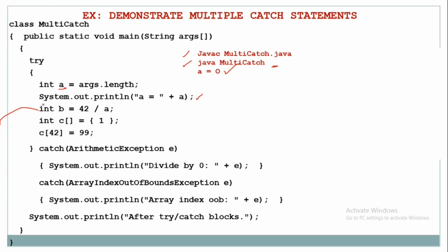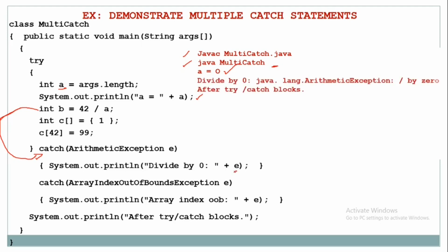Whenever an arithmetic exception is thrown and it is handled in a catch clause, the catch statement will handle that arithmetic exception. It will print divide by 0, and an object of the arithmetic exception is printed. The control will not go to the next catch statement; it will directly go to the rest of the code. So what do we do in the rest of the code?